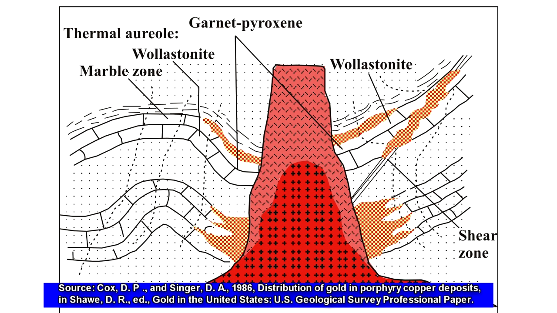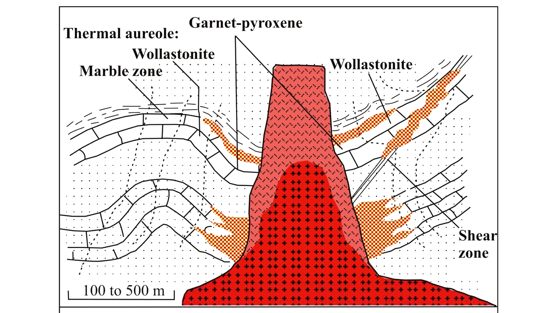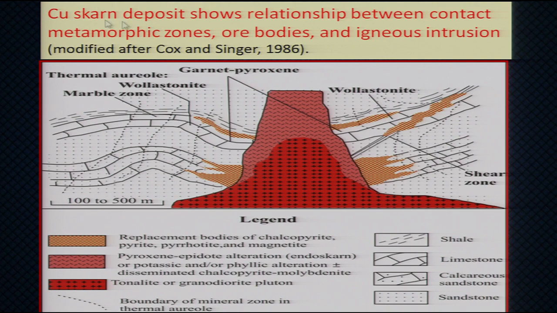I would like to explain contact metamorphism as well as contact metasomatism with the help of a section here. Here is an example of copper skarn. This is a tonalite, granodiorite, an acid igneous rock, a pluton. Surrounding this pluton is the late or latest phase of the magma, and this magma, which is the last phase, is enriched in volatiles, and this magma enriched with volatiles reacted with these surrounding country rocks.